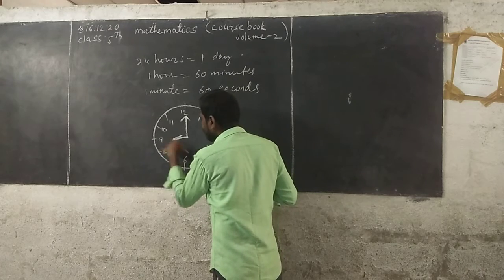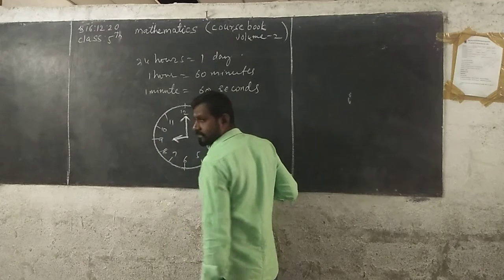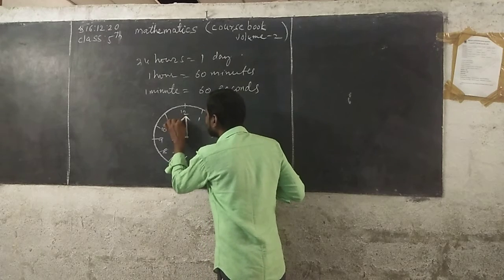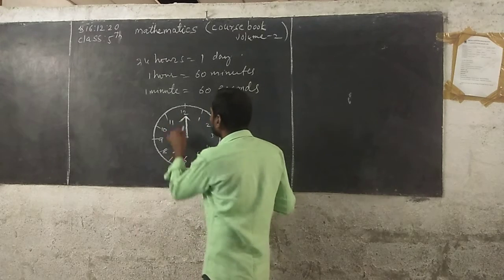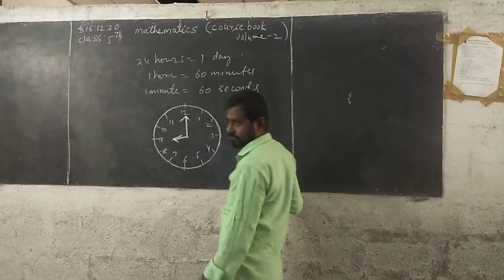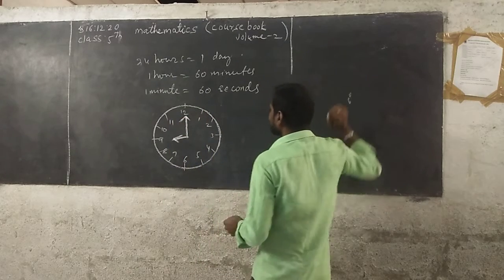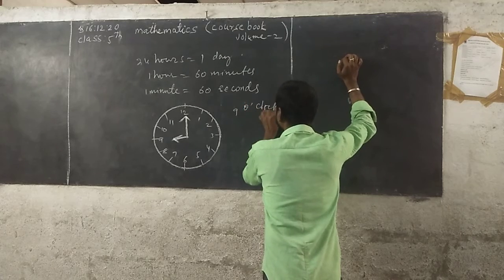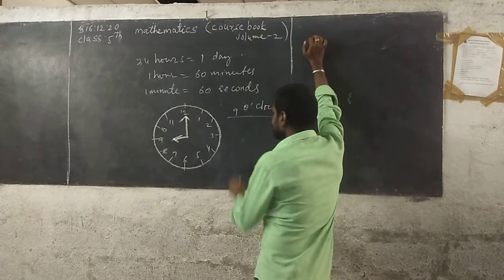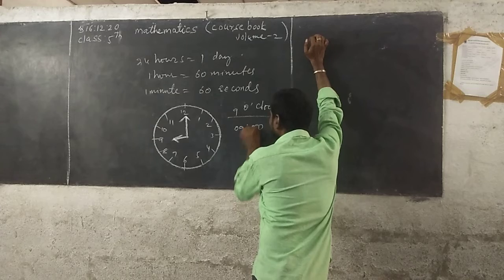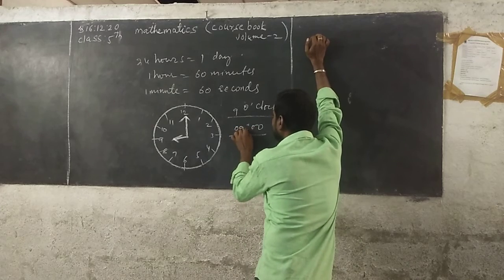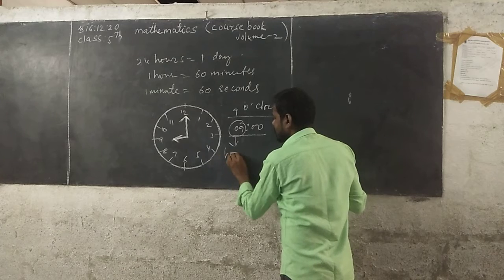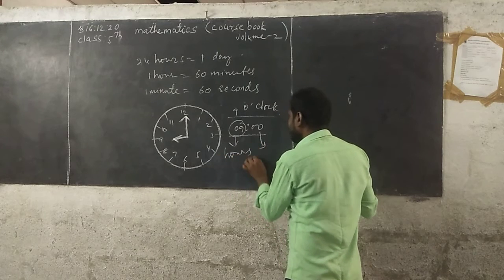In this clock, the hours hand represents number 9, and the long hand, the minutes hand, shows number 12 on the clock. Then what is the time now? 9 o'clock. It can be written as 09:00, where this part represents hours and this part represents minutes.